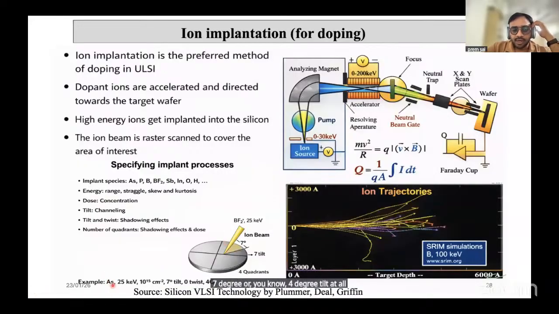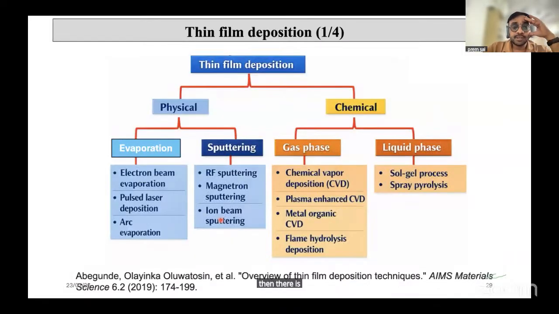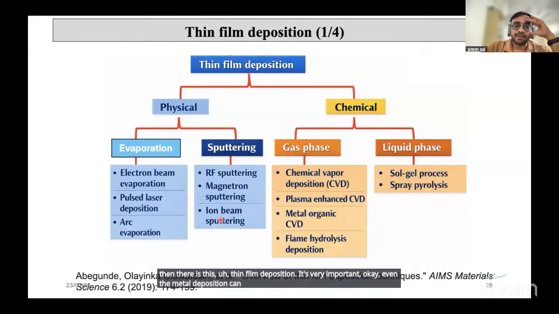So for example, arsenic at 25 keV. This is the dose, and the rotation. Basically, it's just for doping only. Then there is thin film deposition. It's very important. Even metal deposition can be considered as thin film deposition.